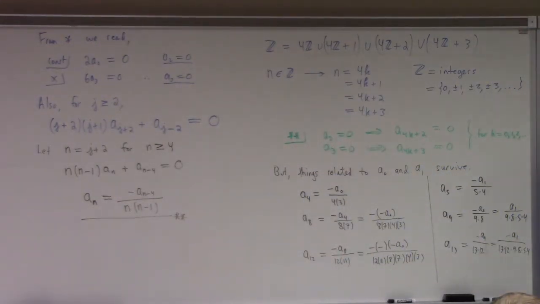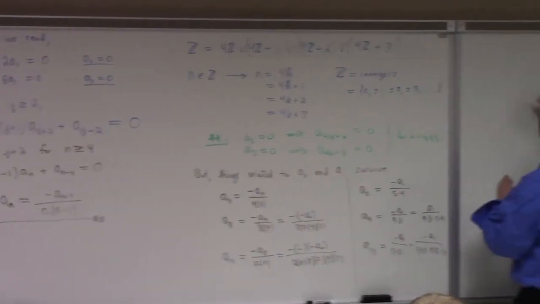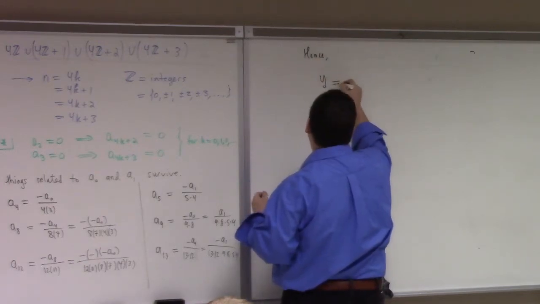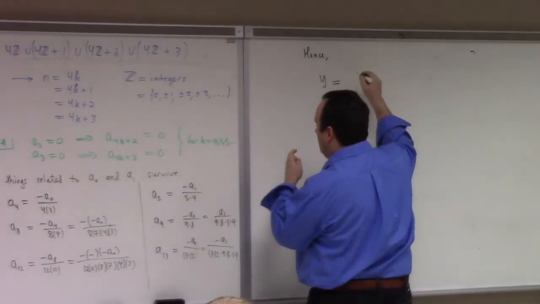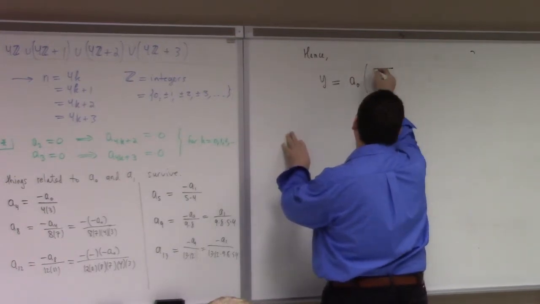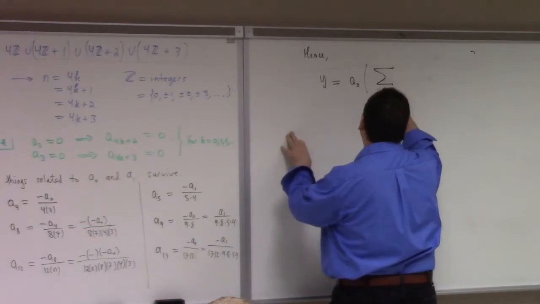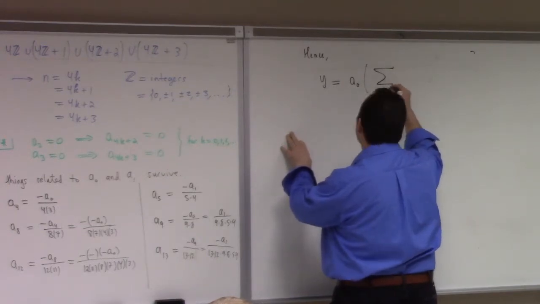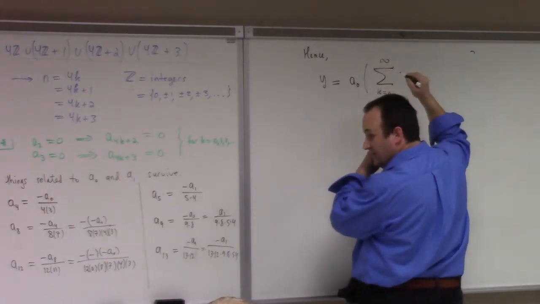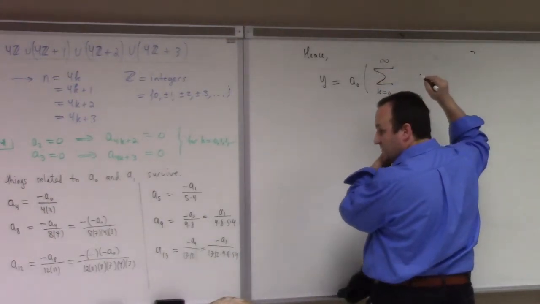And so I can write the answer. Hence, y is equal to a sub naught times the sum. Let's see here. K equals 0 to infinity. And what is the pattern of the coefficient?